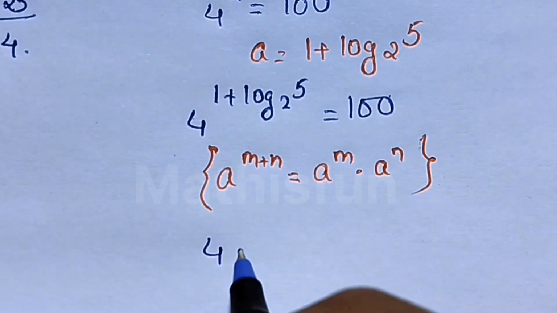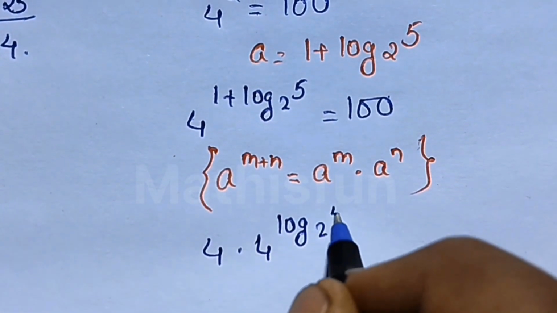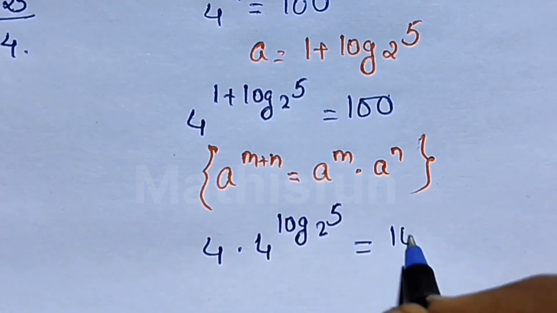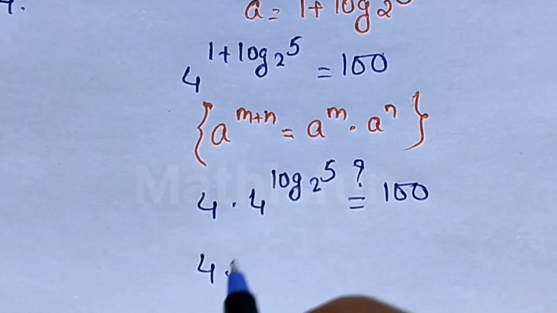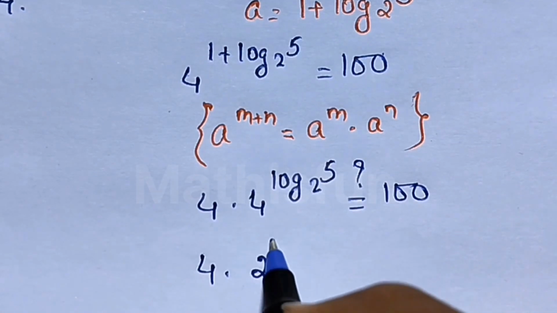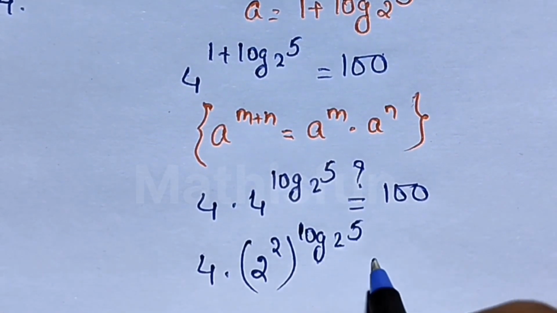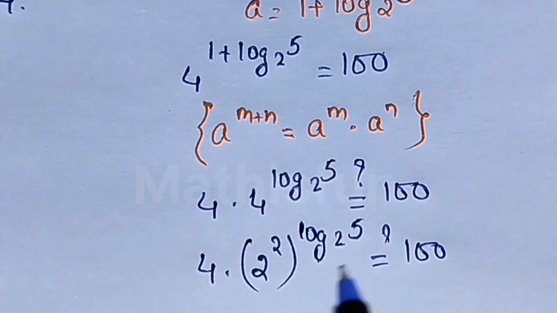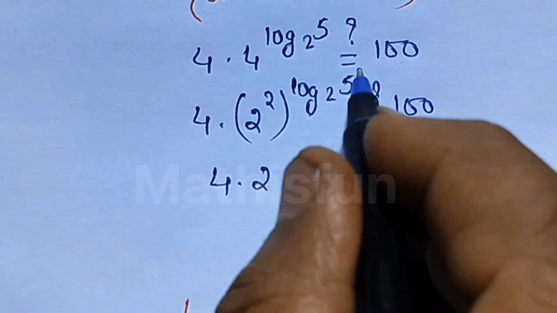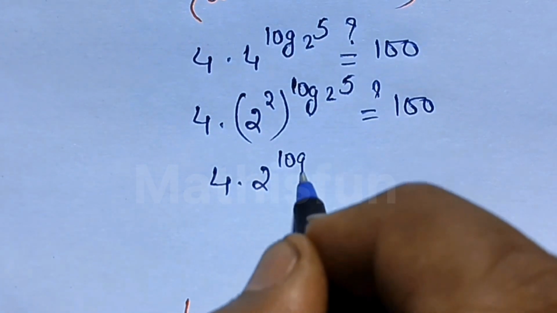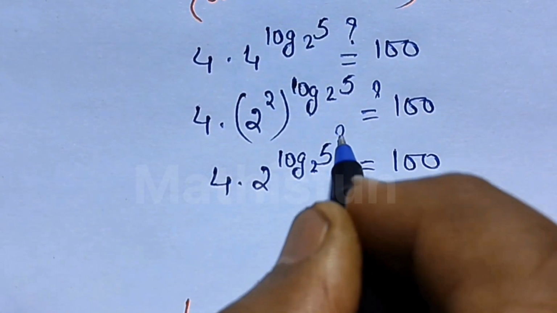So this can be written as 4 into 4 to the power log 5 base 2 is equals to 100. You have to check. So this can be written as 2 square, 2 to the power log 5 base 2, equals to 100. This 2 will go to the power 5 square.